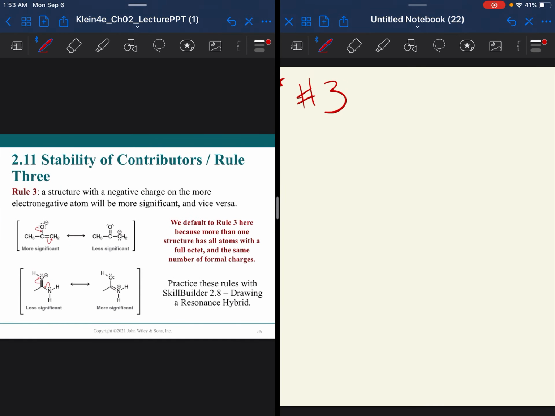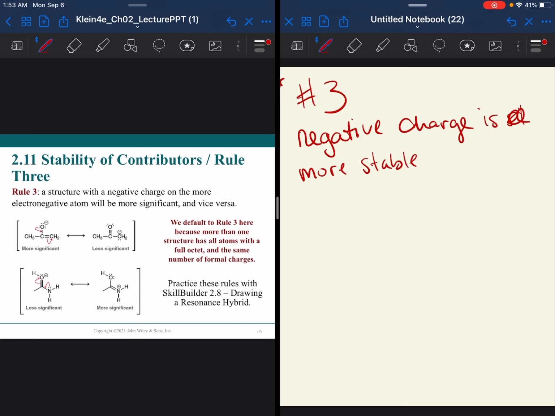Okay. And then rule number 3, it's going to have to do with charge and where the charge is located. So first of all, negative charge is more stable on the more electronegative element. So let's take a look. Electronegative. Ooh, we are getting sloppy here. I'm sorry.